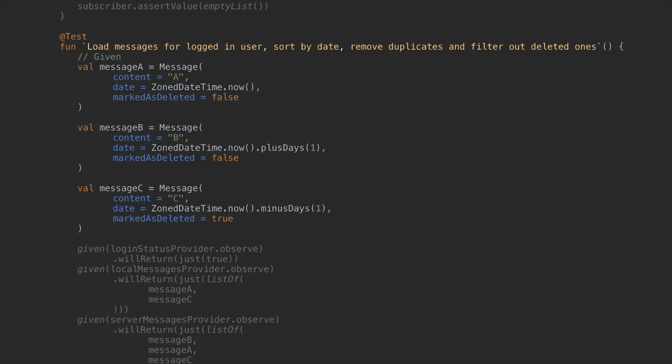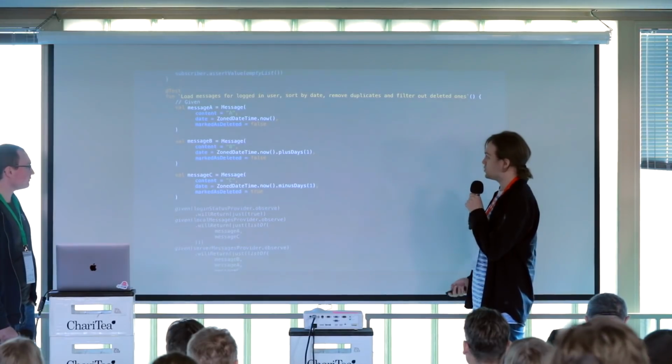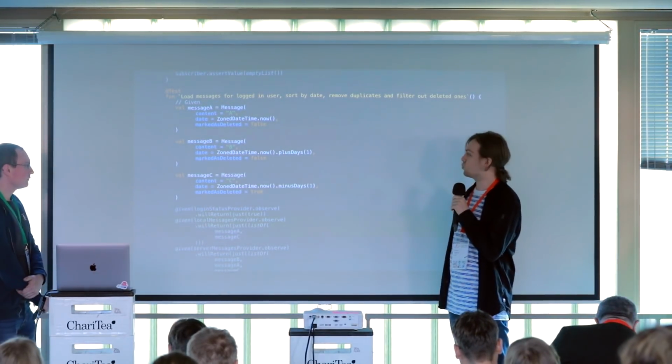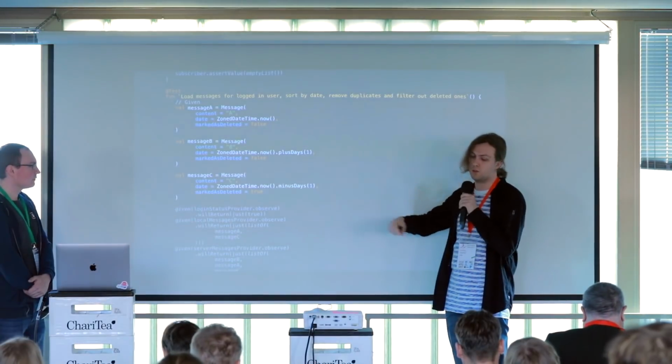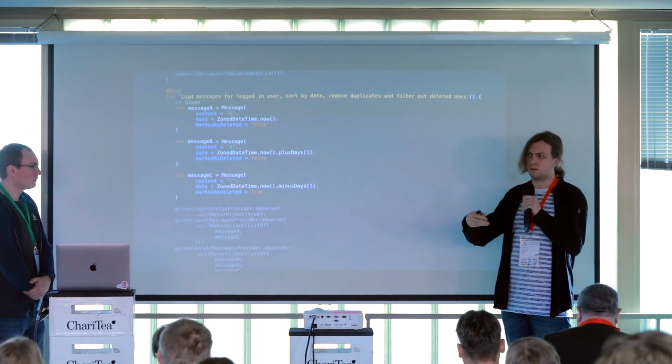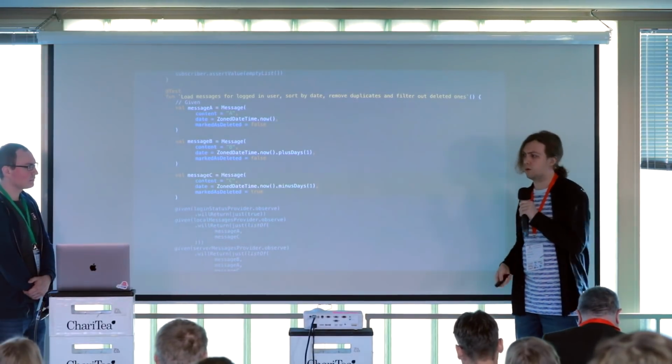Then to the next test, which is a bit more interesting. Load messages for logged in users, sort by date, remove duplicates, and filter out deleted ones. Yes, that's what we want to test. What do we have? We have a bunch of messages, A, B, and C. One of them is marked as deleted, which means that, well, maybe in your application you wanted to delete it, and you don't want to show it anymore.